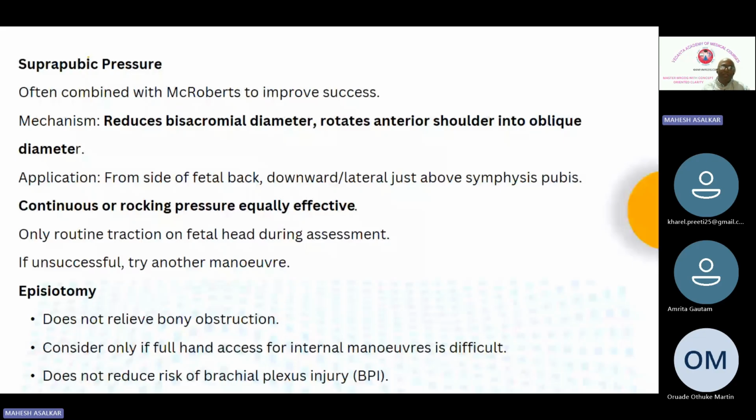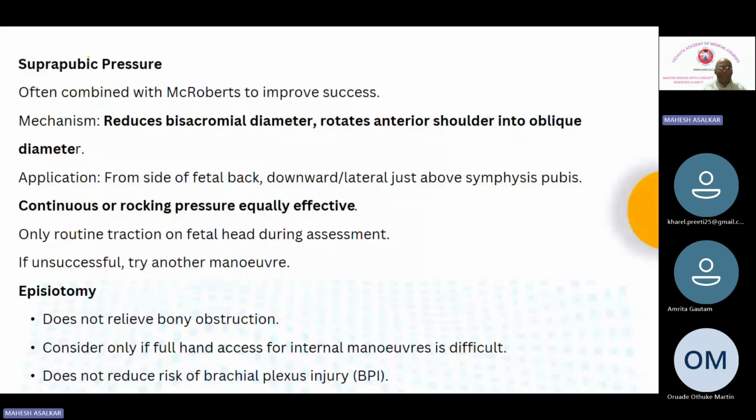Consider this only if you can pass your hand for internal maneuvers. This is difficult. If you want to go ahead with the internal maneuvers and your hand access is difficult, then episiotomy will be helpful.